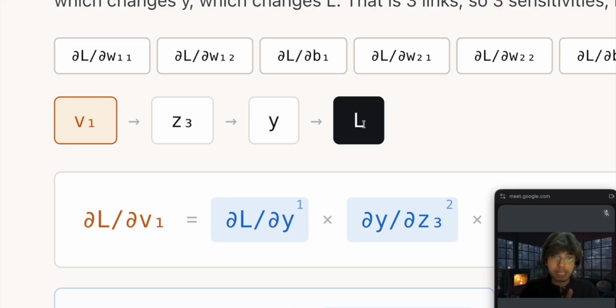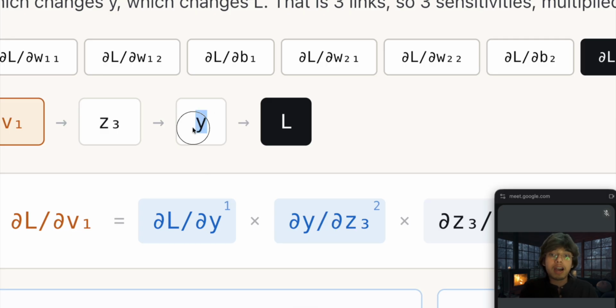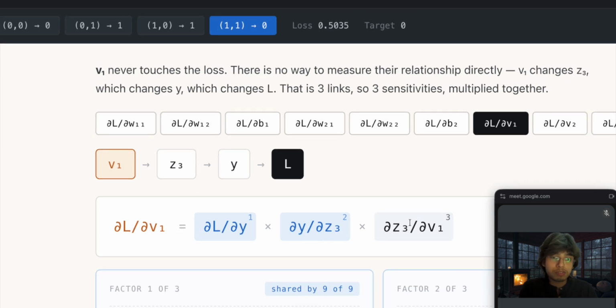So the first step would be to calculate the relation between Y and L, so how the loss function changes with respect to Y. I will multiply it with how Y changes with Z3. So this is what this gets us. And then finally how Z3 changes with V1.